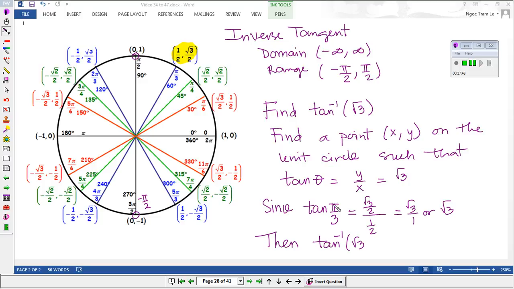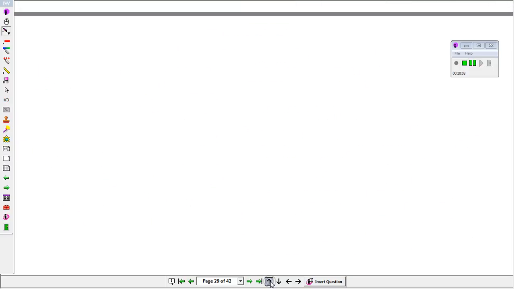Therefore, I can conclude that the inverse tangent of square root of 3 is pi over 3, or 60 degrees.